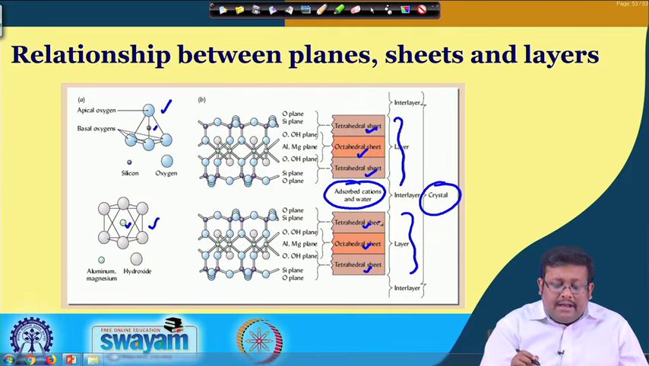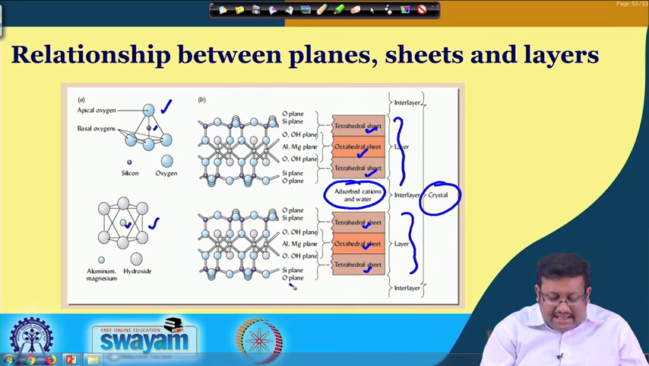Okay. And you will see different planes of a 2:1 type of mineral. At the base, you will see the silica and oxygen plane from the silica tetrahedra, followed by the oxygen and hydroxyl plane, and then the aluminum and magnesium plane, and then the oxygen or hydroxyl plane, and then again the repeating unit.